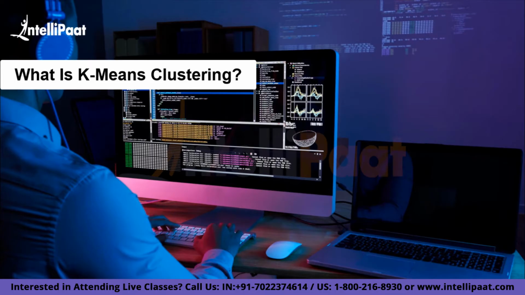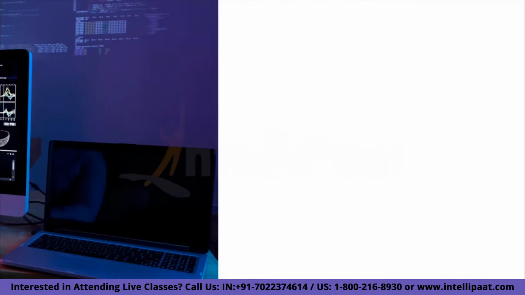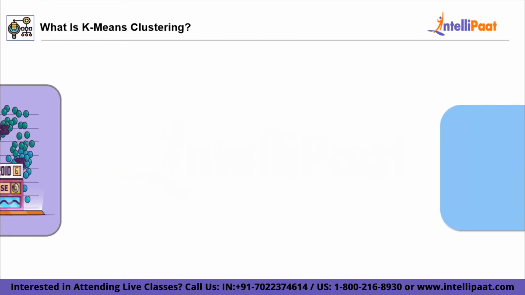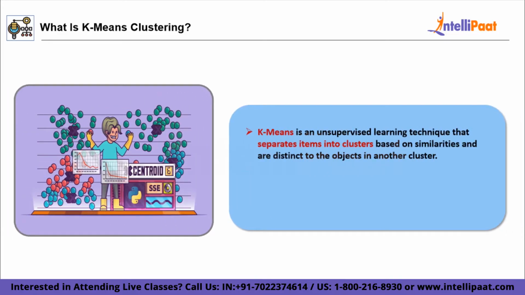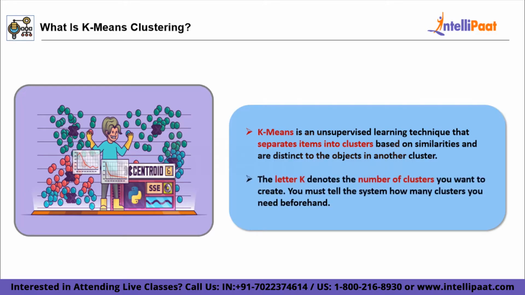Guys, k-means clustering is a technique for unsupervised learning. Unlike supervised learning, there is no labeled data for this grouping. K-means divides things into clusters that share similarities and are distinct from the objects in another cluster. The letter K represents the number of clusters that you wish to formulate. You must inform the system how many clusters you require. Alright, that means the K value will be provided by the programmer.